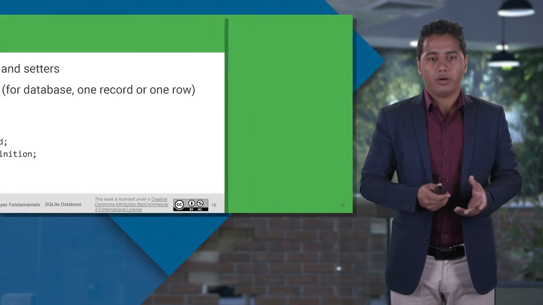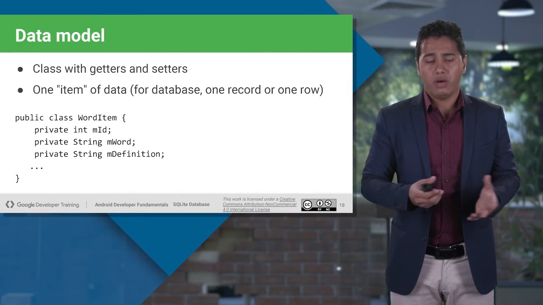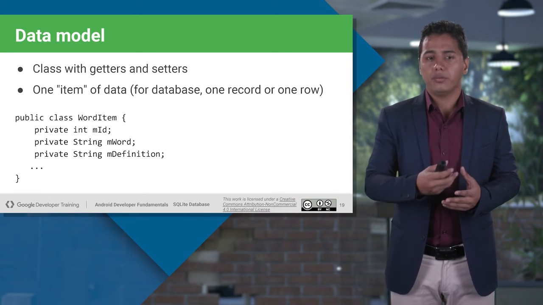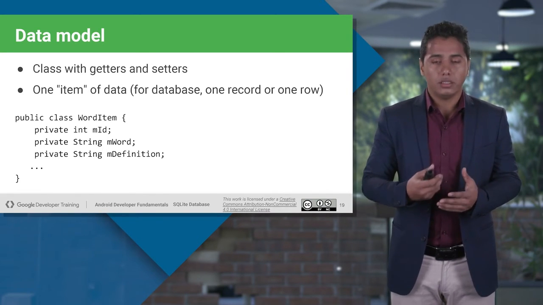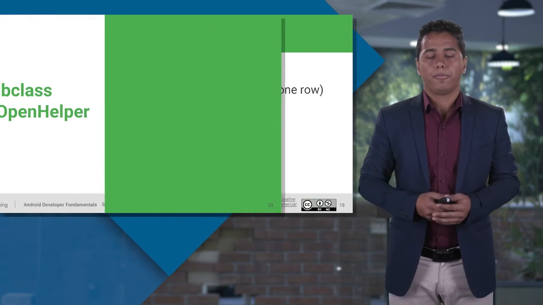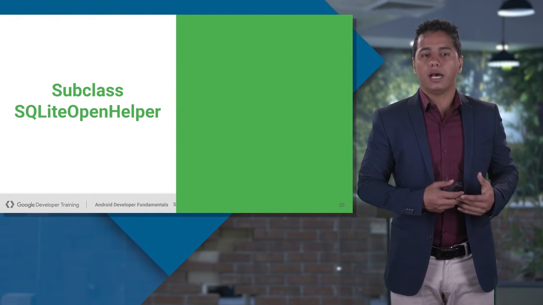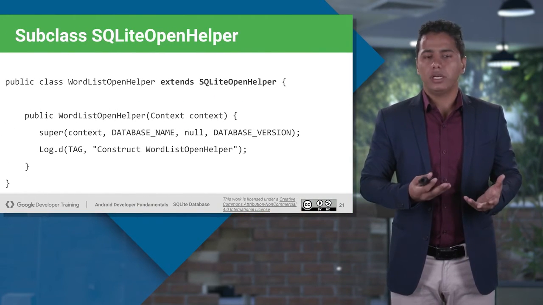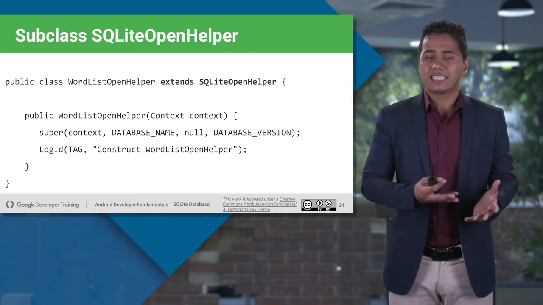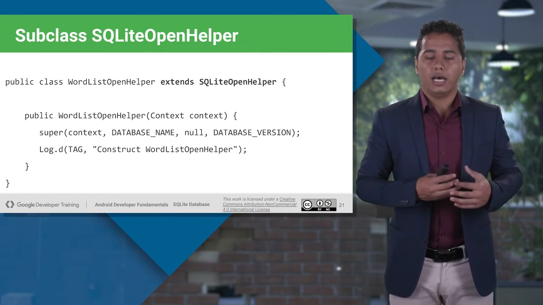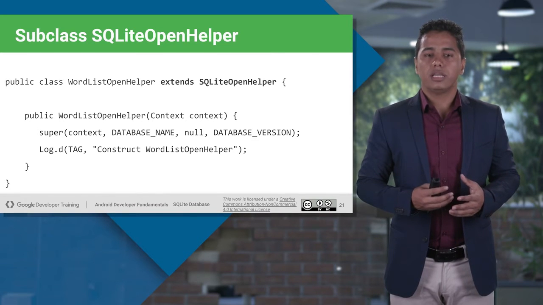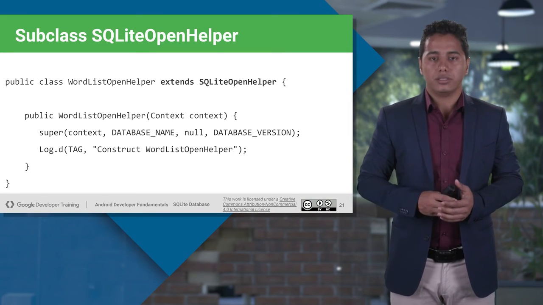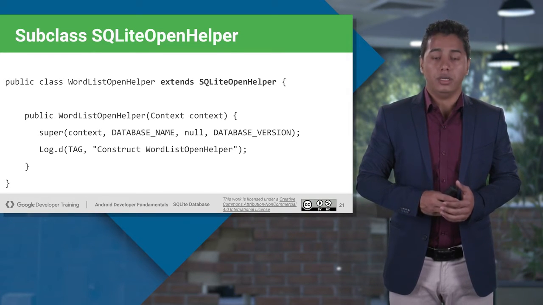How can we create our data model class? Well, it will be a simple Java class with getters and setters, which I can use inside my database to get the data or set the data. Then I will create a subclass using the SQLiteOpenHelper class. That's how I will be doing it. I will create my own class extending SQLiteOpenHelper, and then in its constructor, the very first statement I need to write is super. That is, I have to call the parent class constructor, that is the SQLiteOpenHelper class constructor.